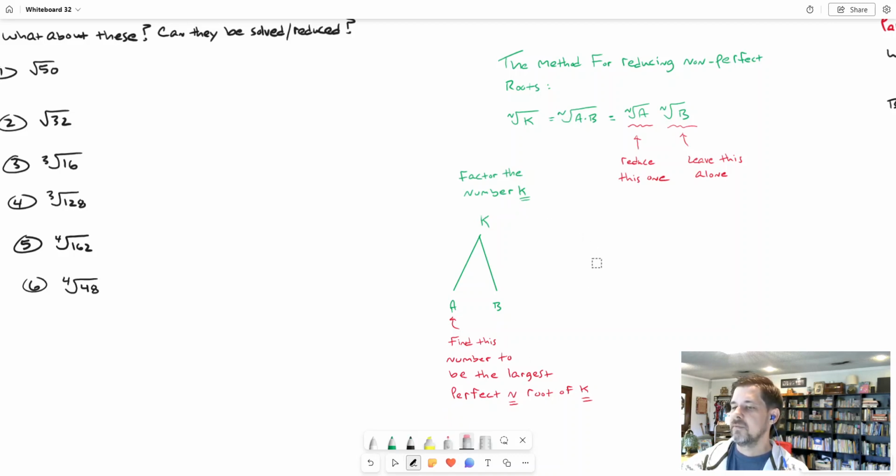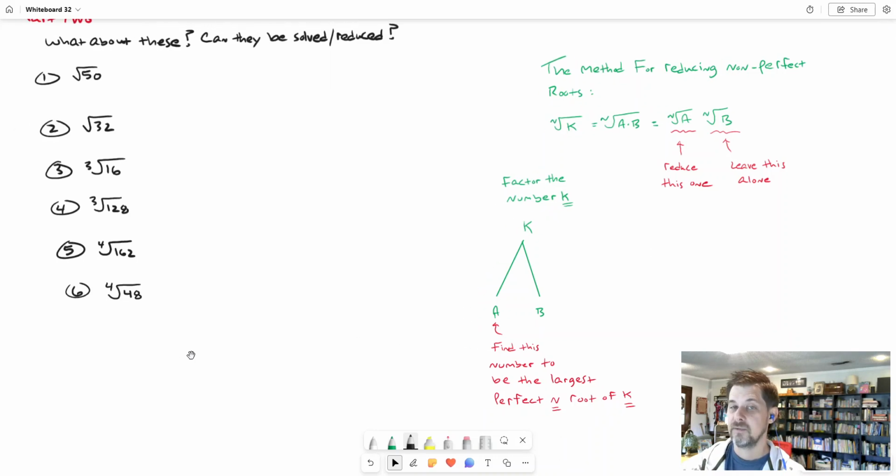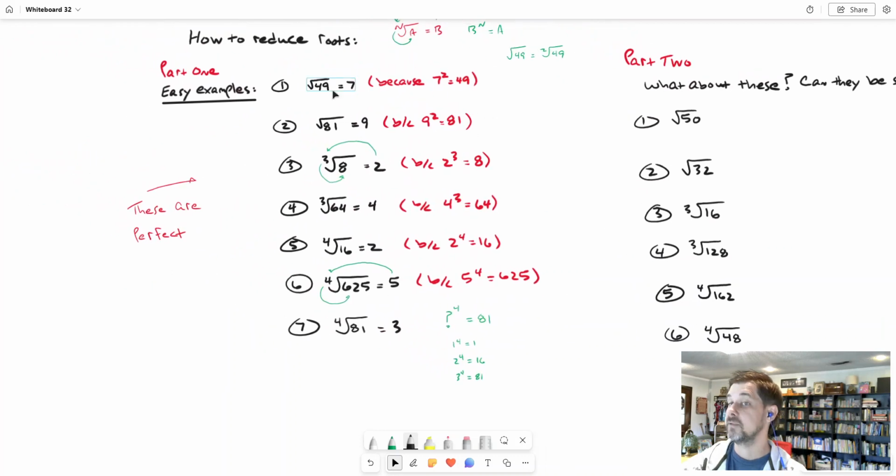So we factor the number k as a times b. Some number a times some number b. But we find this first number a to be the largest perfect n-th root of the number k. All right? So I'll show you what I mean by that through the examples. So we take k, we factor it into a times b, where a is a perfect n-th root. Okay, by perfect I mean it works out kind of like these first examples, like the square root of 49 is 7. That one's perfect. Okay.